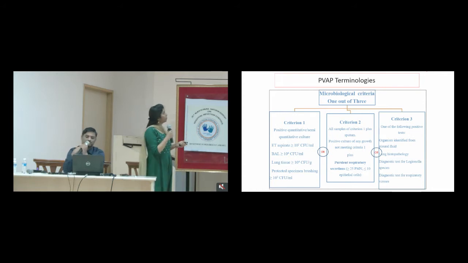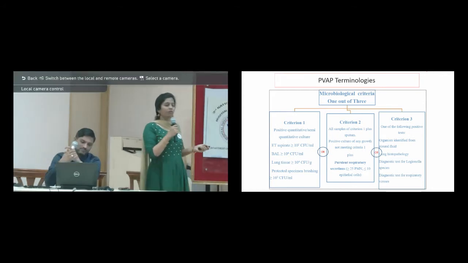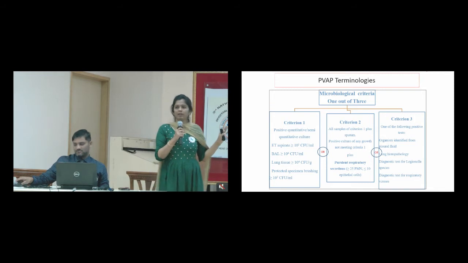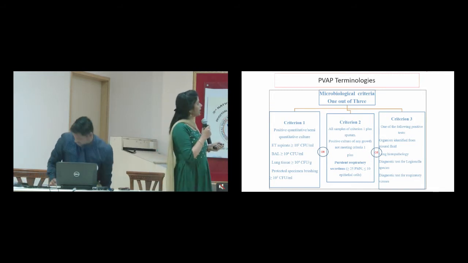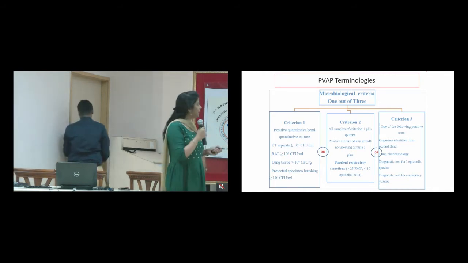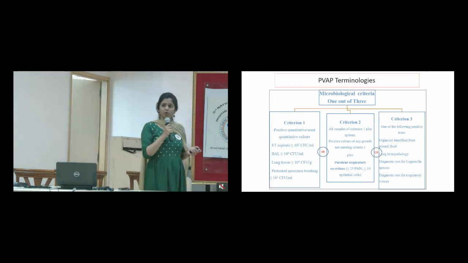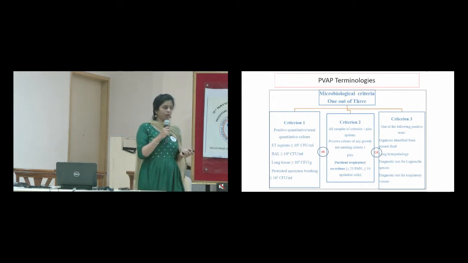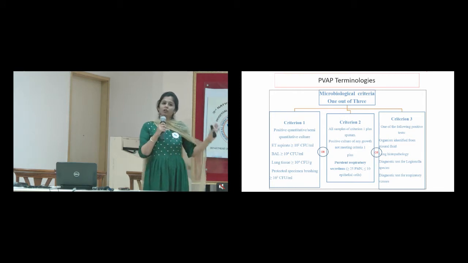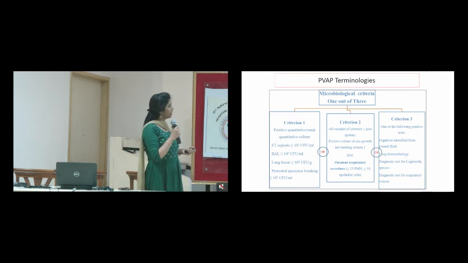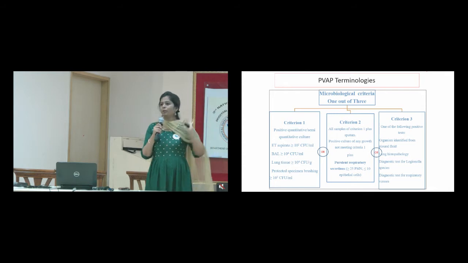Okay, we'll continue now. So for PVAP diagnosis, one of these criteria, 1 or 2 or 3, has to be fulfilled to call it a possible ventilator associated pneumonia. Criteria 1 says that you should have a positive quantitative or semi-quantitative culture yielding ET aspirate more than or equal to 10 power 5 CFU per ml, or BAL more than or equal to 10 power 4, lung tissue more than or equal to 10 power 4, or PSB sample yielding more than or equal to 10 power 3. If any one of these samples is sent and the culture report shows that these cutoffs are attained, then you are going to say the criteria for PVAP is fulfilled.